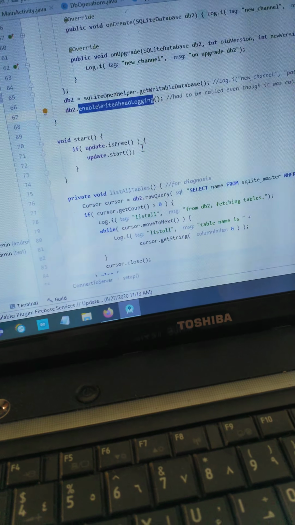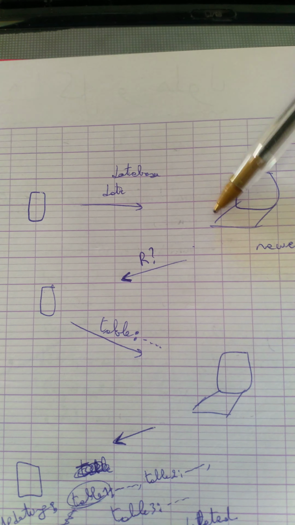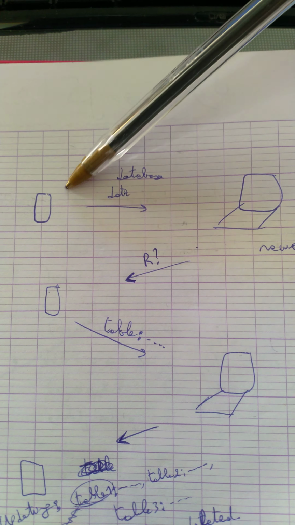Nothing interesting. This is enable write-ahead logging, WAL. And this is what we call in start. We check if it's free or not, because there should be only one connection to the server, and not two connections at the same time. Whenever there's a busy connection already with the server, a new attempt to make a connection will fail. This is not called. List all tables is only for diagnosis. I may use it. It's nice, really.